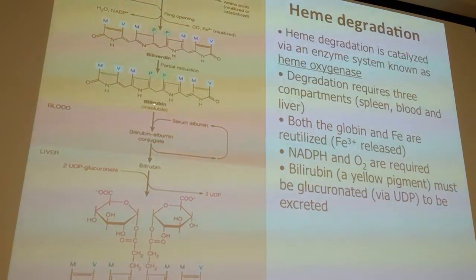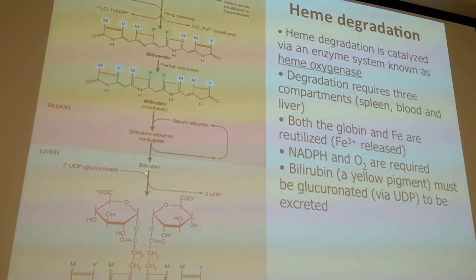Then that biliverdin is partially reduced to bilirubin. This is what can actually be transported. So the bilirubin can be transported in the blood in conjugation with albumin to our liver for the final metabolism, the conversion to bilirubin diglucuronide, which can be excreted in our bile. Does that make sense?